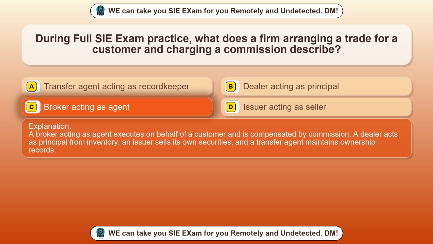A broker acting as agent executes on behalf of a customer and is compensated by commission. A dealer acts as principal from inventory, an issuer sells its own securities, and a transfer agent maintains ownership records.